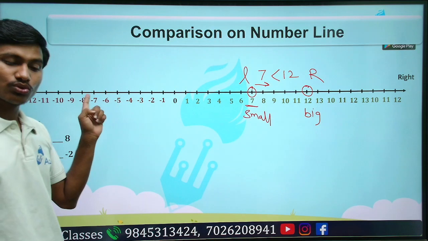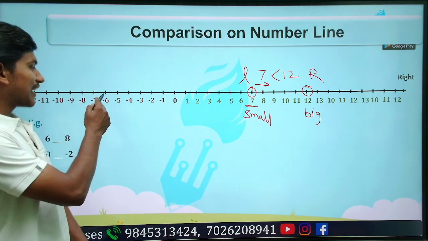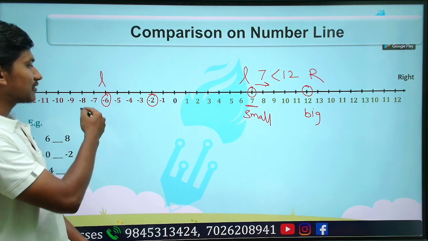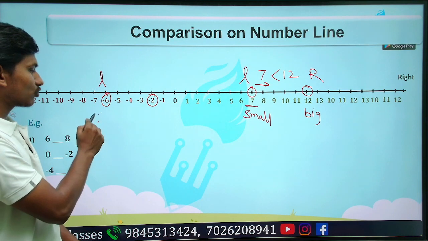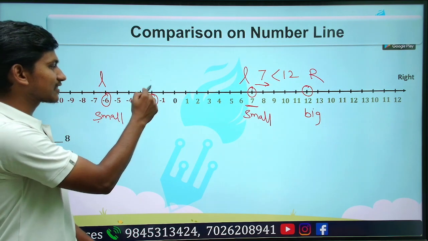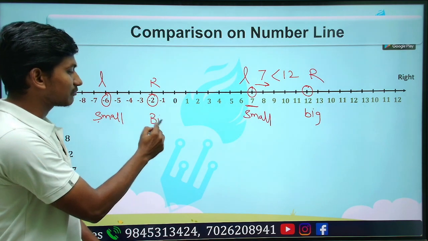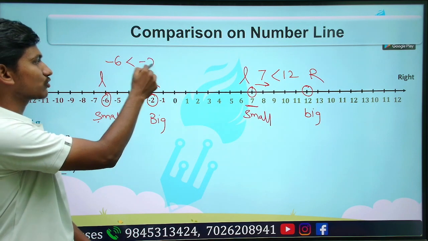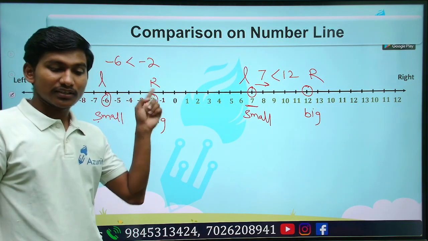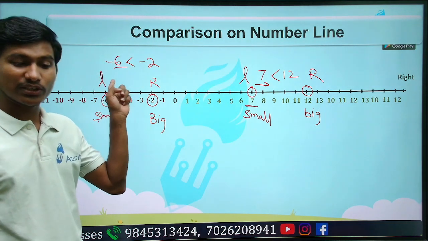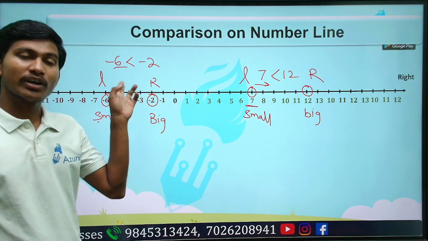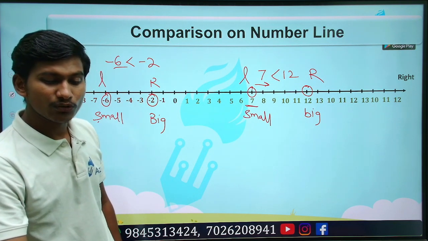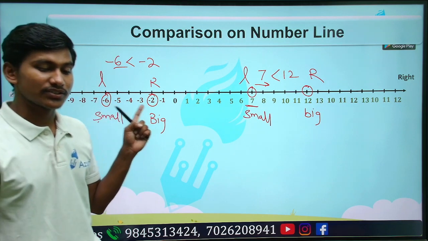In the same way, if you go to the negative now, here is minus 6 and here is minus 2. On the left side is minus 6, so this will be smaller, and on the right side is minus 2, so this will be bigger. So minus 6 is smaller than minus 2. In the minus it will be reverse. If you take the absolute value, the number that is bigger will be smaller in the minus. Understand? In the minus it will be reverse.